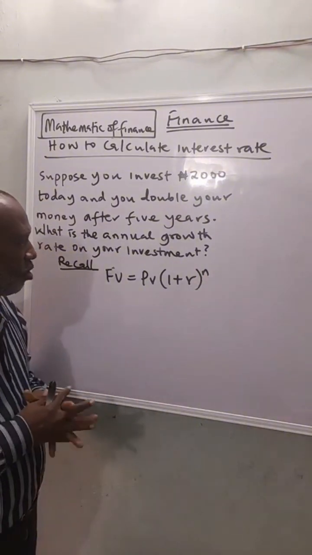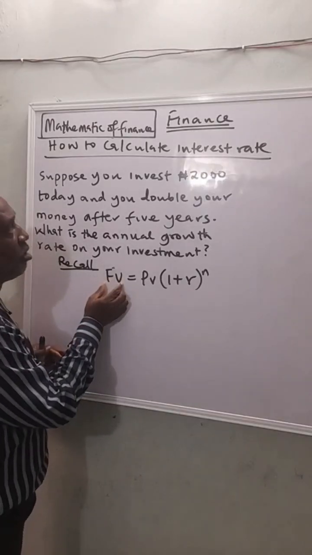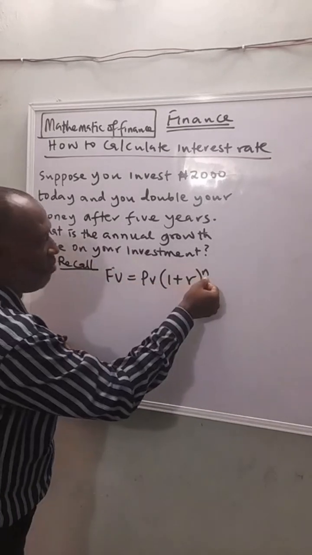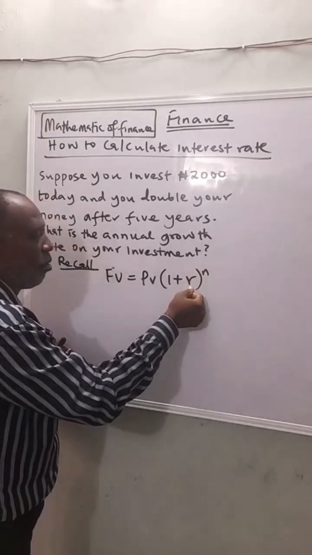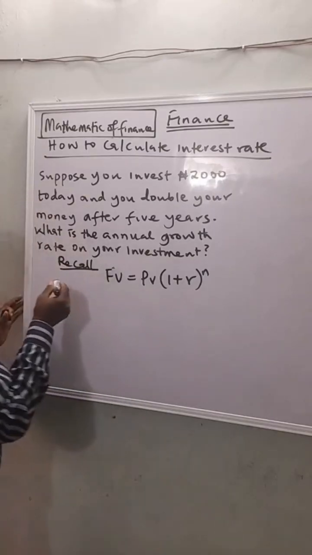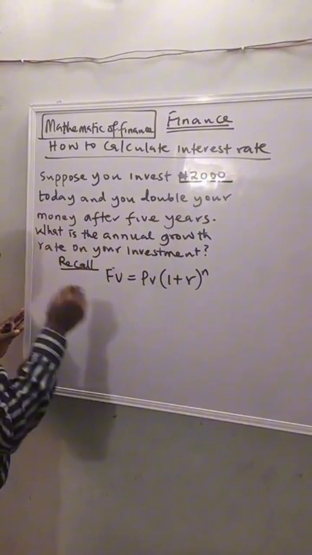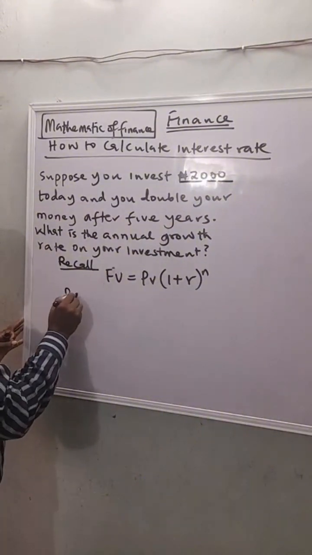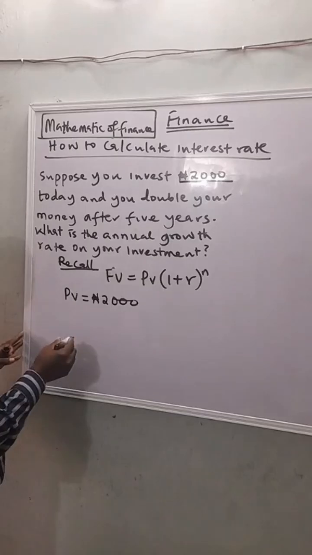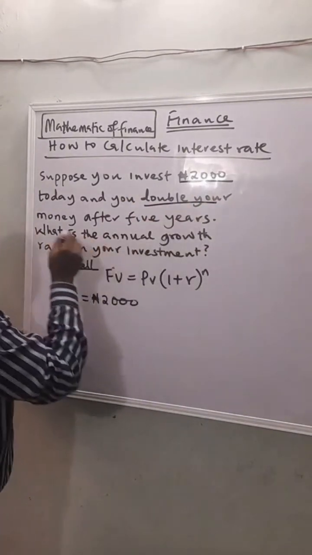So what you are seeing on this board is that in the question, we have been given the future value of money. We have been given the present value of money. We have been given the number of years, which is n, and we're looking for R, and that's what we call interest rate. In simple language, suppose I invest 2,000 today. That today means present value is 2,000 naira. And the question says, supposing you doubled your investment.